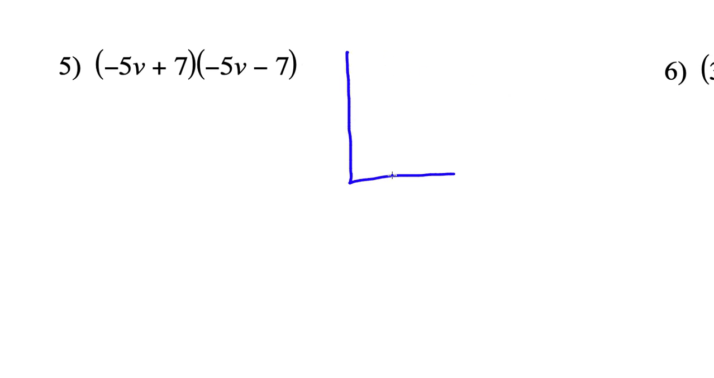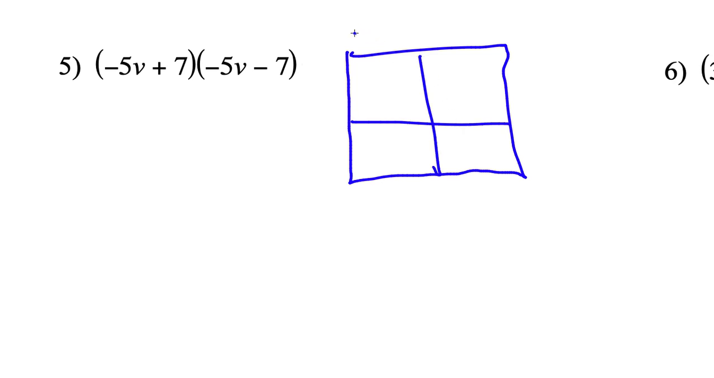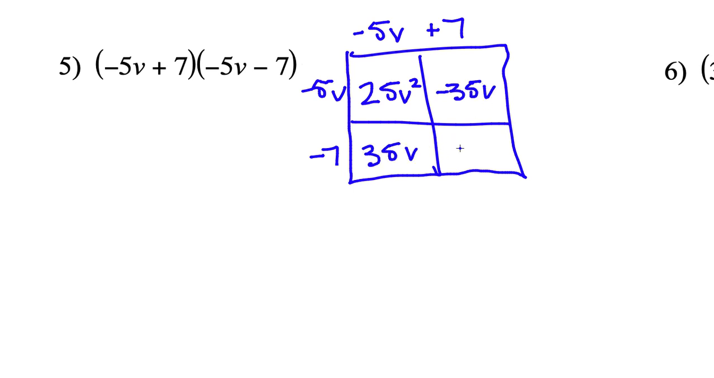The long way is, okay, make another area model. It's going to be a 2 by 2. It's a binomial times a binomial. I'll put negative 5v plus 7 on the top, negative 5v minus 7 on the left. It doesn't matter the order of those. And then I just multiply. Negative 5v times negative 5v is 25v squared. I'm going to get a negative 35v, a positive 35v, and a negative 49.